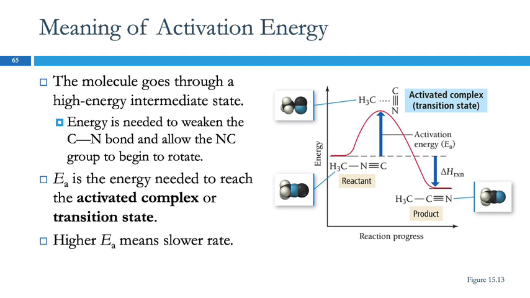So energy is needed to twist this guy, to make it more ready to react. It needs to have higher energy to react. That's the activation energy. So the activation energy is the amount of energy needed to reach that activated complex or transition state. So we need a certain amount of energy to twist this, and once that's twisted, it can react. Any questions about that?